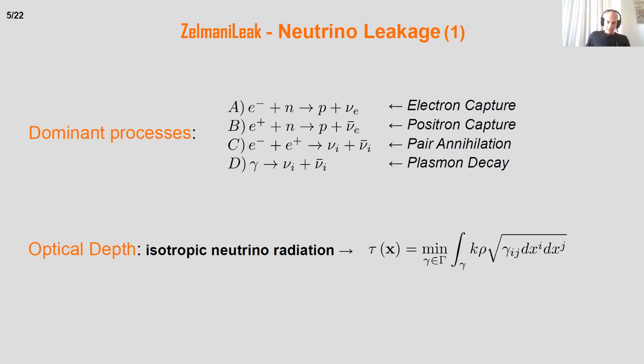Now I will give some ideas about how the Zelmani leak thorn works. It considers several dominant processes for the production of neutrinos, which are the electron capture, the positron capture, the pair annihilation, and the plasmon decay. Then there is a variable that is the central variable for the neutrino leakage, and it is the optical depth. In the case of assuming isotropic neutrino radiation, it can be expressed as this integral, depending on the opacity kappa, rho, and the three-dimensional space metric.